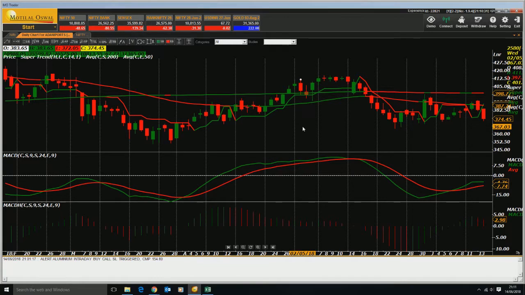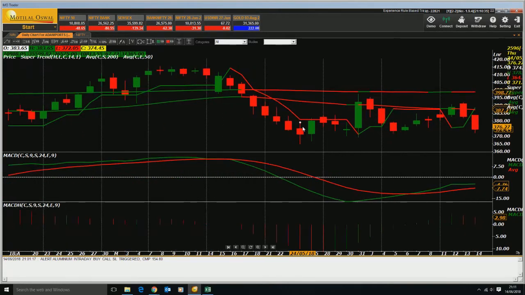That is our main objective. Whenever you find the price below the 50 period EMA and the super trend has gone up, there you have a typical short entry.